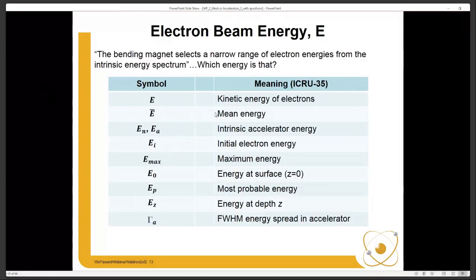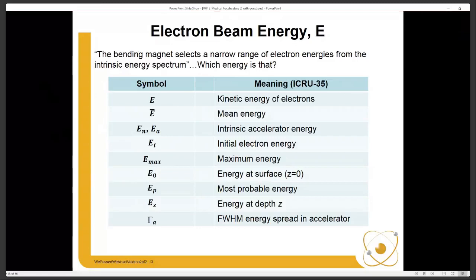We've already talked about kinetic energy of electrons, of course. Generally, when we talk about energy of electrons, we mean the kinetic energy. E bar is mean energy. Intrinsic accelerator energy, usually E sub n, is the intrinsic energy. E sub a sort of means the energy still in the accelerator, but it often refers to the energy after the bending magnet rather than before the bending magnet. Usually E sub n refers to the intrinsic energy specifically prior to the bending magnet. The initial electron energy refers to the energy as it is leaving the vacuum of the accelerator.